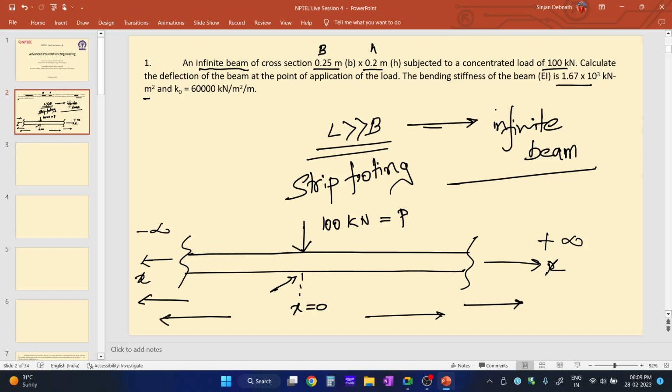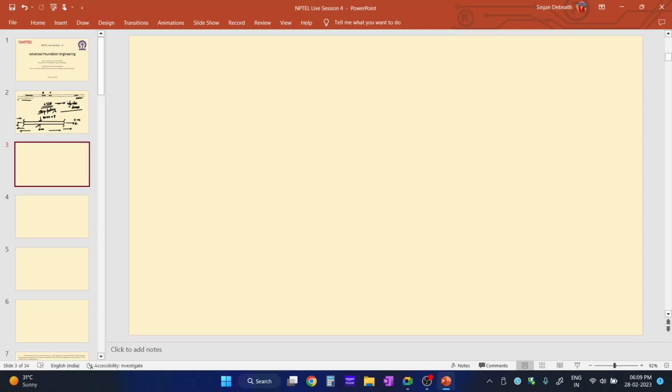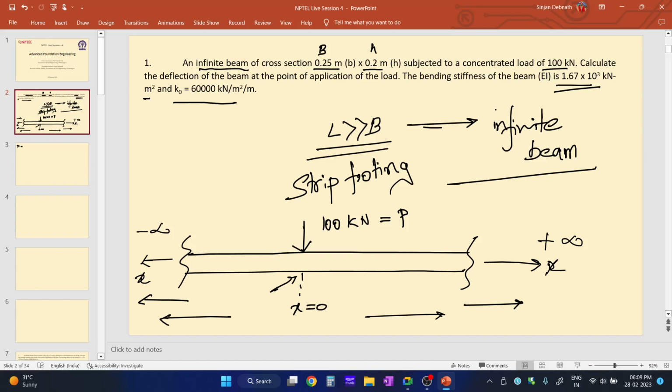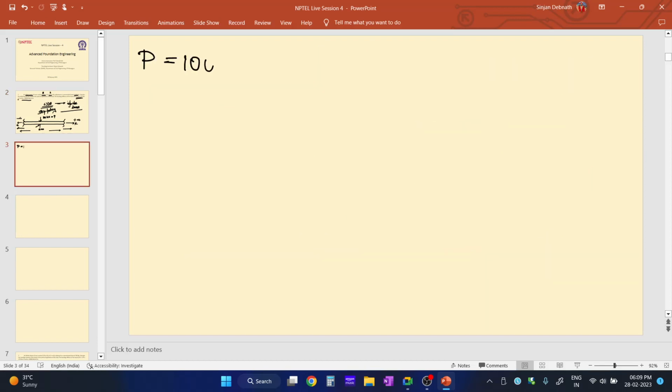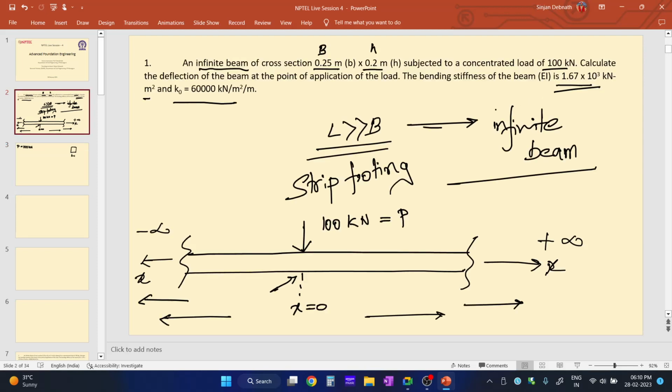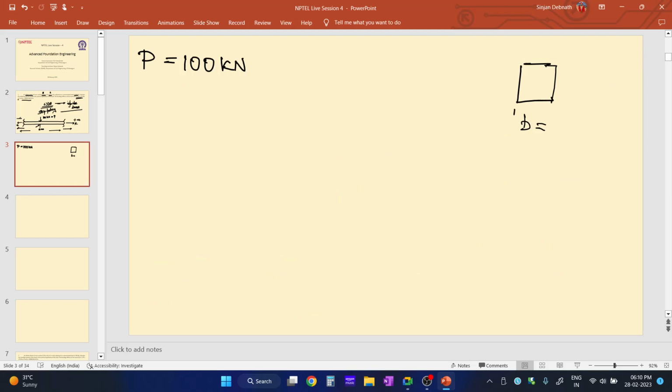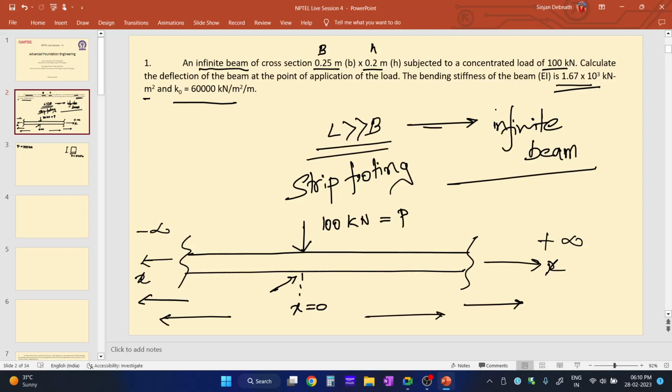The bending stiffness of the beam is given, that is the EI value, and K0 is also given. Let me write all those down. The load that is acting, P, is 100 kilonewton. The cross section of the beam: this one is B, which is 0.25 meter, and this one is H, which is 0.2 meter.